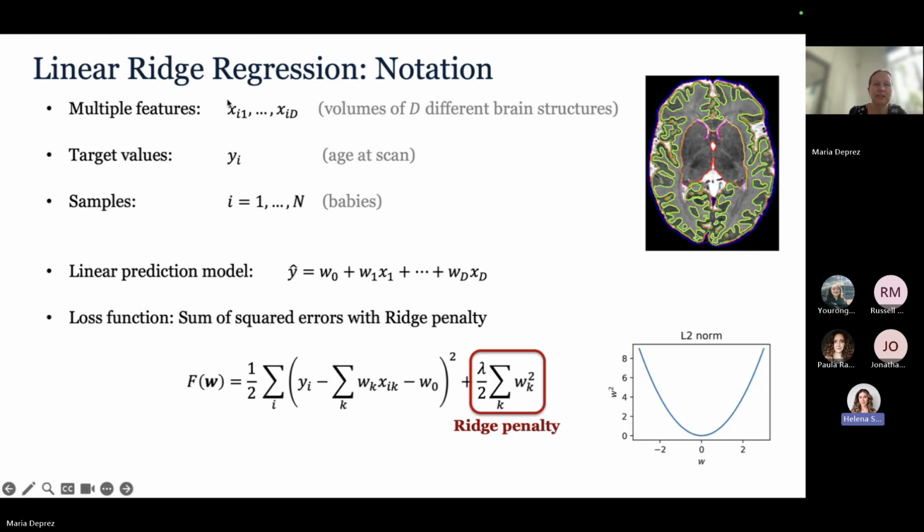And then you see that I have X with two indices, because the first one is the baby, the second one is the feature. If we have multiple volumes, then the target values is what we, actually this is the other way around, right? I'm doing it both ways. It doesn't matter, you can predict whichever way you want. So in this case it's age for me. I didn't realize I have it the other way around, but it doesn't really matter. And samples are babies.